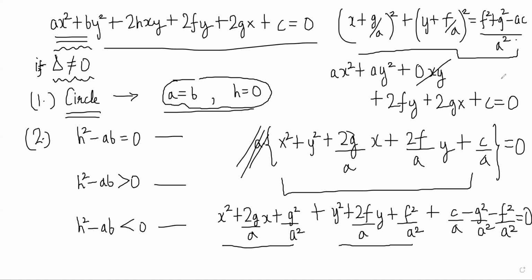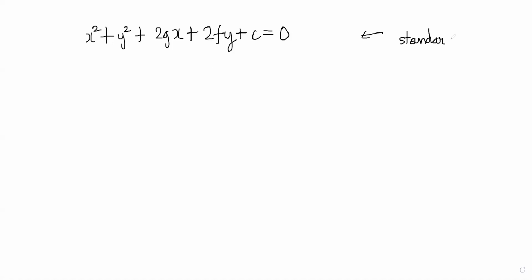In the special case that a is equal to 1, which is the usual case that we think about, the equation starts looking like x square plus y square plus 2gx plus 2fy plus c. This is the standard equation of a circle. It's a special case where a is equal to 1, equal to b, and h is 0 in the general equation.